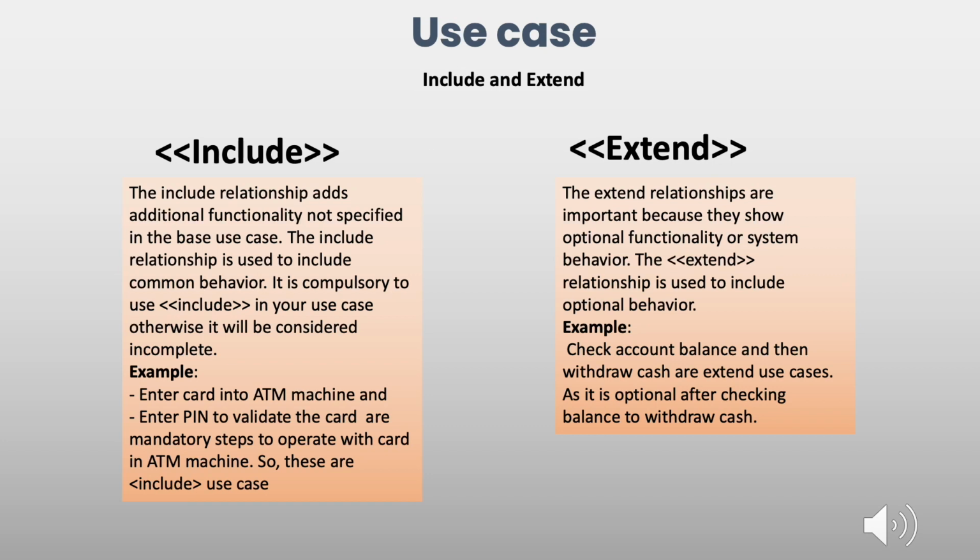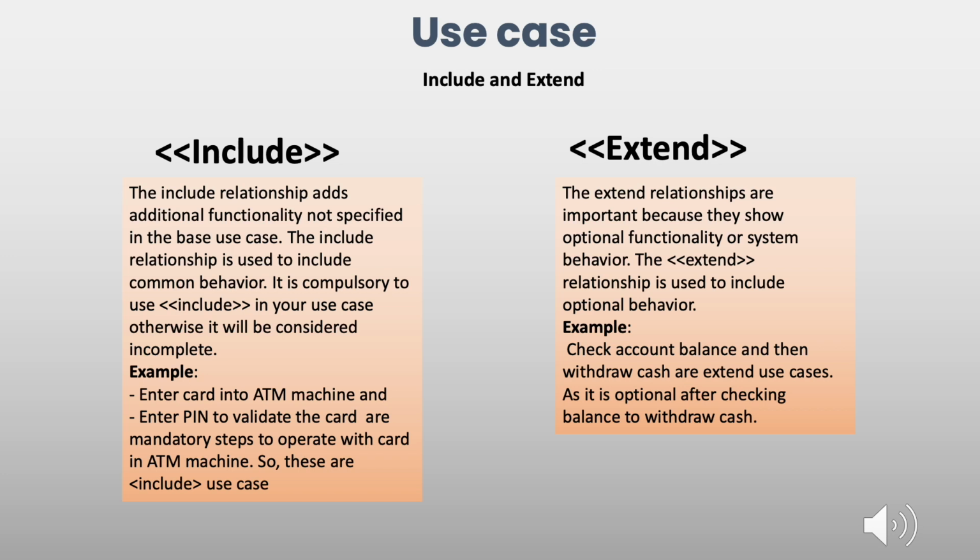In this slide, we will learn what the include and extend relationships in use cases are. The include relationship adds additional functionality not specified in the base use case. The include relationship is used to include common behavior. It is compulsory to use include in your use case, otherwise it will be considered incomplete. For example, entering the card into the ATM machine and entering the PIN to validate the card are mandatory steps to operate with the card. So these are include use cases.